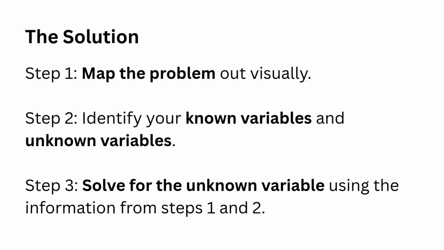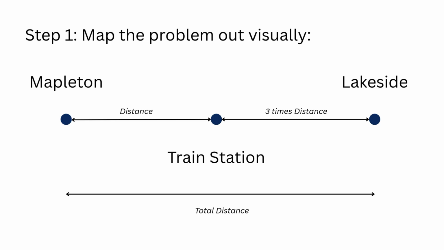So the very first step is to map the problem out as visually as possible, so working out what's what and how it all comes together. And that gives you an idea of where to look when trying to find the unknown. The second step is to identify your known variables and unknown variables. And then the third step is to solve for the unknown variable using the information found in steps 1 and 2. So we'll be using these 3 steps to figure out what this distance is in this problem as follows.